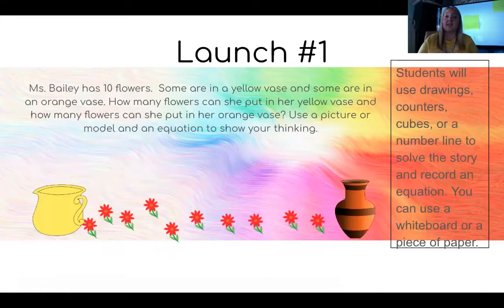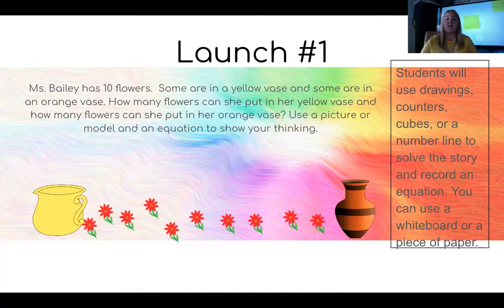Our first launch is this. Miss Bailey has 10 flowers. Some are in a yellow vase and some are in an orange vase. How many flowers can she put in her yellow vase and how many flowers can she put in her orange vase? Use a picture or model, an equation to show your thinking.